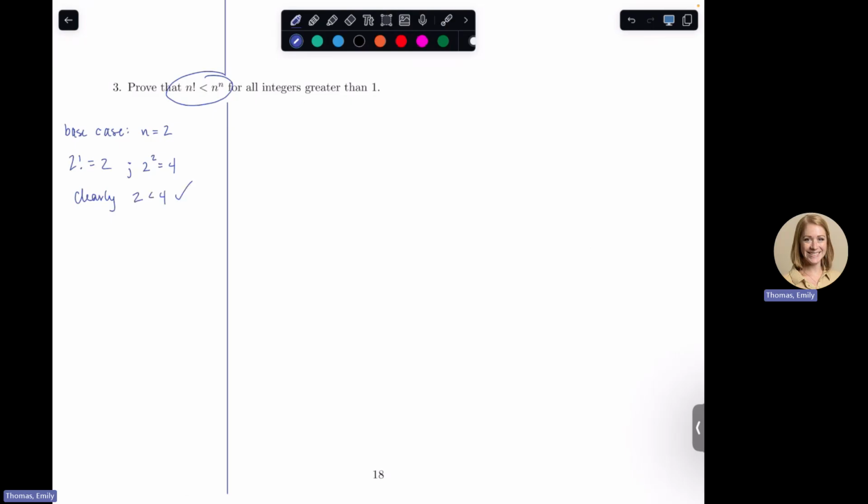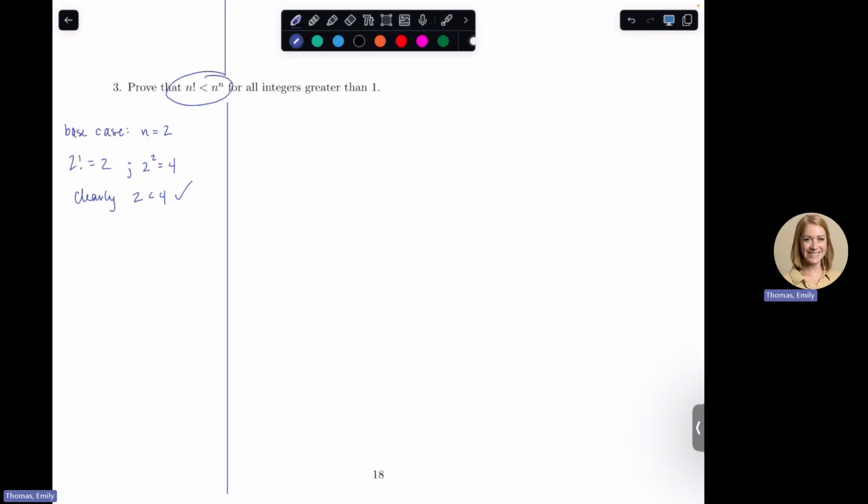Do you know what a factorial is? It's like 3 factorial is 3 times 2 times 1. 4 factorial is 4 times 3 times 2 times 1. Mm-hmm.